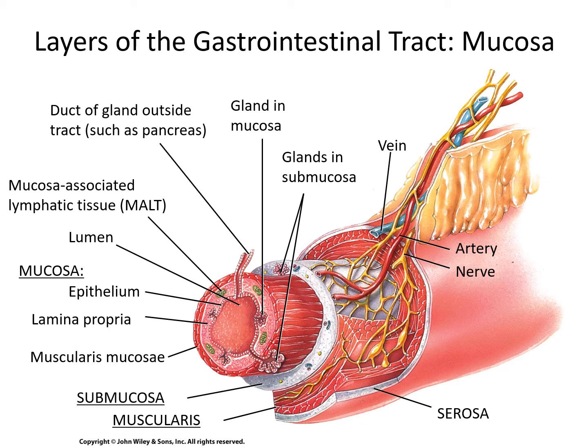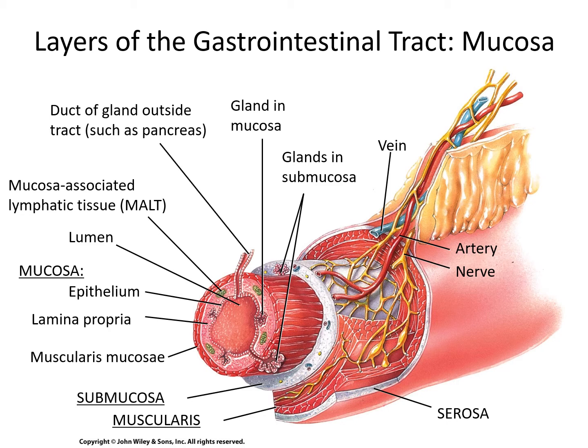Below the submucosa, we have the muscularis. This is a much thicker layer of muscle than the muscularis mucosae. The muscularis is responsible for peristalsis. It's responsible for waves of contraction that move material down the length of the digestive system. And again, this is involuntary muscle. You don't have any control over it.